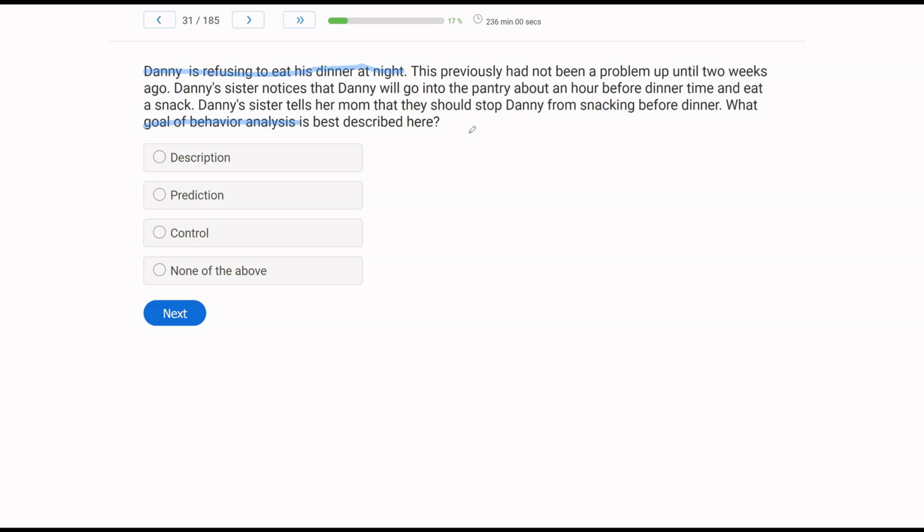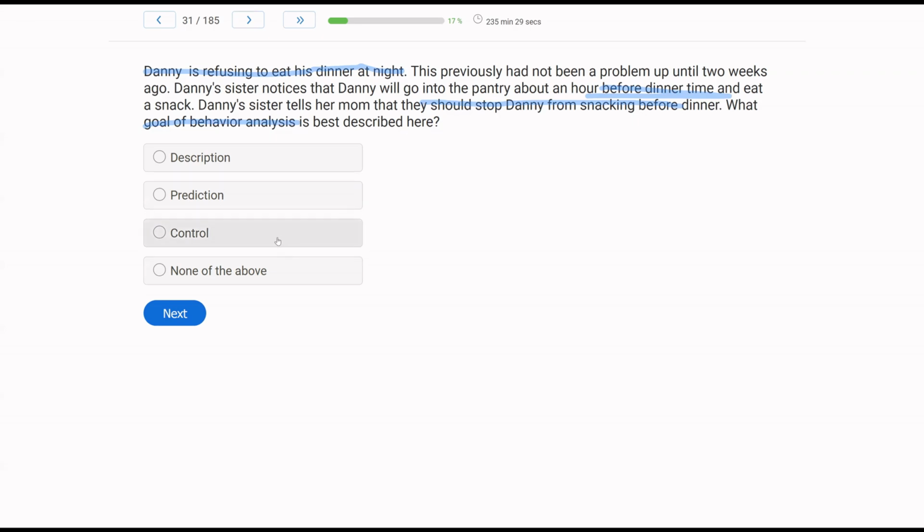Next, we have prediction, where we're actually trying to predict or hypothesize some sort of correlation. Why is it that Danny might be refusing to eat dinner at night? Well, Danny's sister says Danny eats a snack before dinner, about an hour before. And so she says, let's stop Danny from snacking before dinner. That is the sister's prediction. She believes there's a correlation between Danny snacking and then refusing to eat dinner.